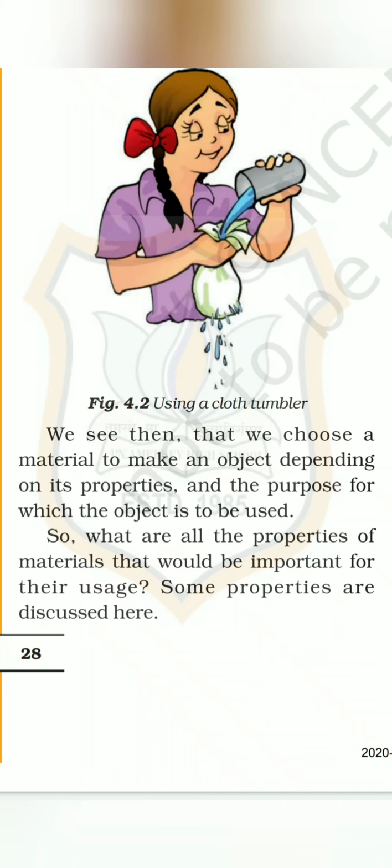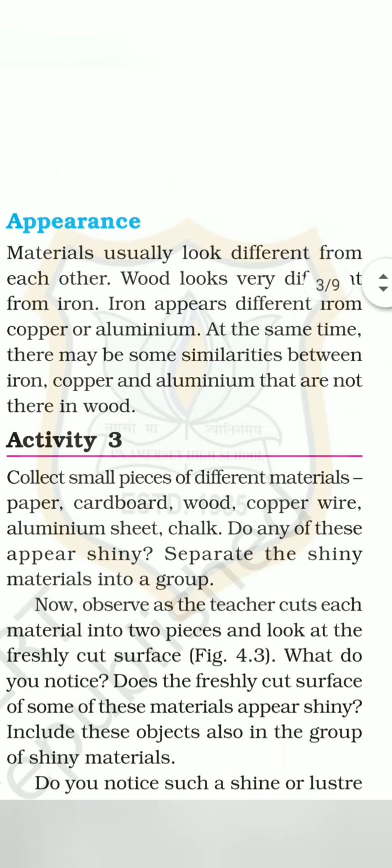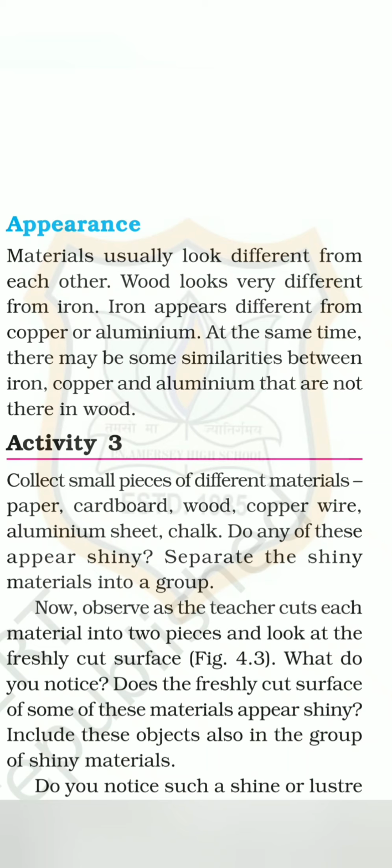So what are all the properties of materials that would be important for us to use? Some properties are discussed here. The first one given to us is appearance. Materials usually look different from each other. Wood looks very different from iron. Iron appears different from copper or aluminium. At the same time, there may be some similarities between iron, copper and aluminium that are not there in wood.